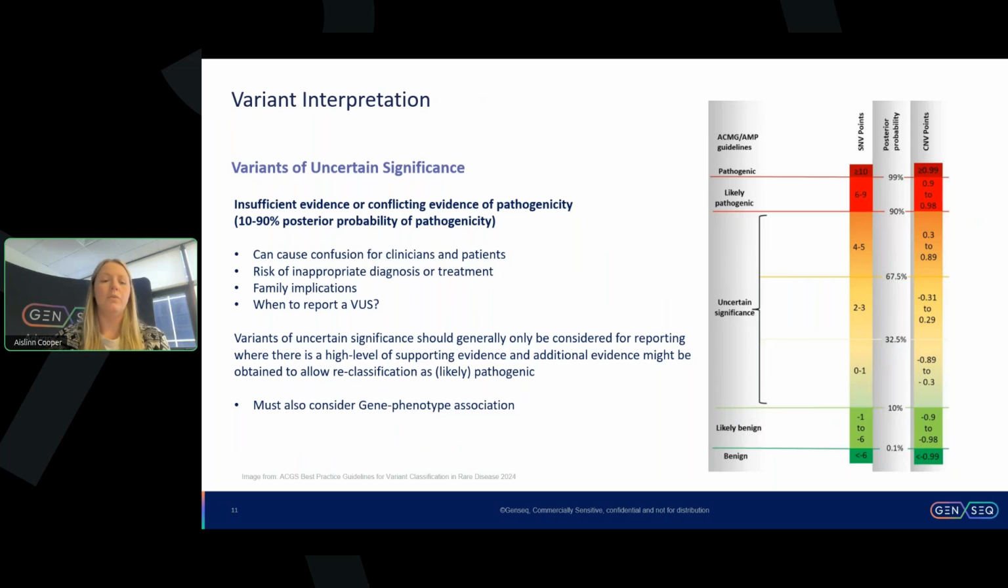So we generally only report them, and it's only considered appropriate to report them, when there's already a high level of supporting evidence. So they're very close to that likely pathogenic threshold, and there might be further studies or investigations that could be done to maybe reclassify that as likely pathogenic. It should also be noted that the variant should be in a gene that's associated with the clinical indication before it would be appropriate to report.